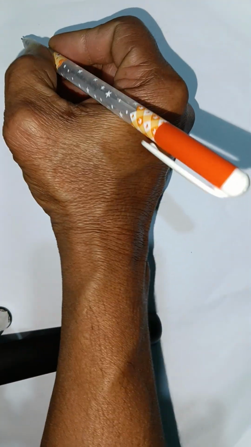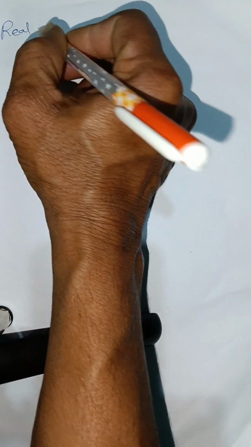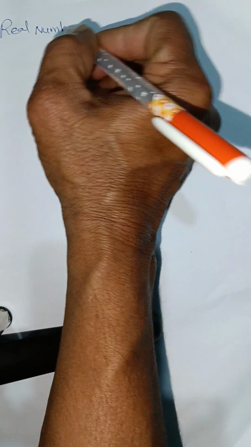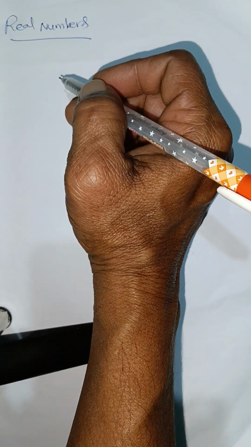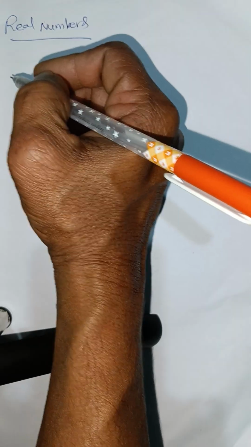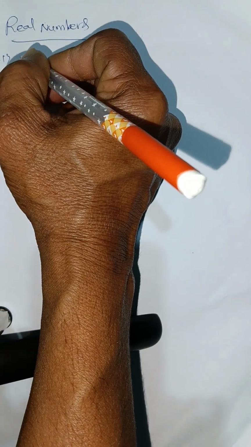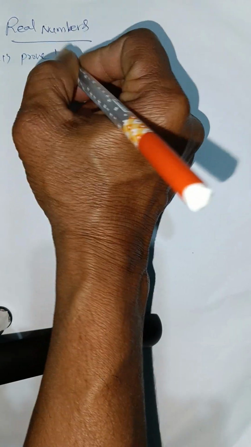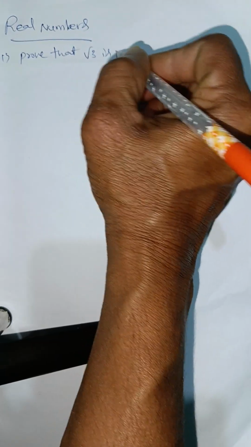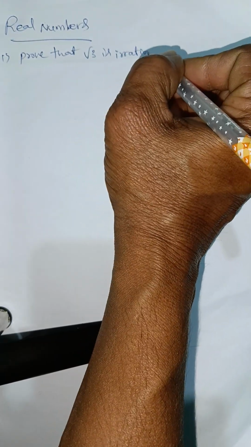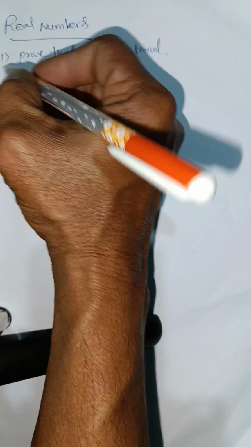Dear students, today we have learned real numbers, 10th standard, and that one very important 2 marks topic. That is the question given: prove that root 3 is irrational. So in this one, you have to write the solution.